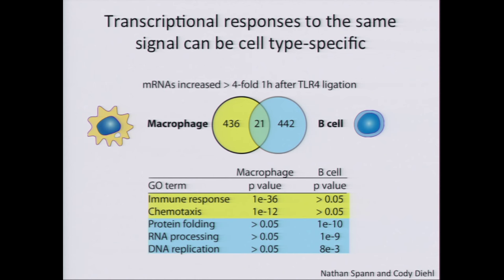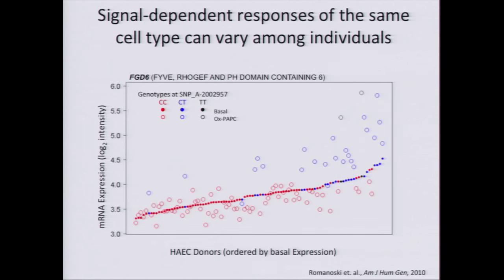And if you look at the functional annotations that are associated with the induced genes, you'll see that they're quite different. So in macrophages, the functional annotations are associated with immune response and chemotaxis, and in the B cell, these responses are associated with the processes that are required to make and secrete antibodies. And then the third point, which picks up on some of the things that Nancy Cox spoke about yesterday, is that signal-dependent responses of the same cell type can vary among individuals.